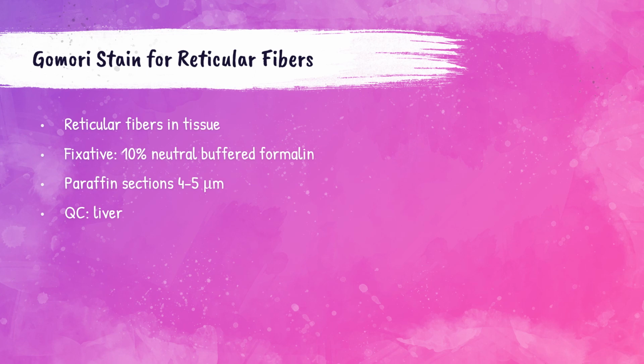Paraffin sections need to be cut to 4 to 5 microns in thickness and fixed with 10% neutral buffered formalin. For the Gomori stain for reticular fibers, quality control tissue should be tissue from the liver.